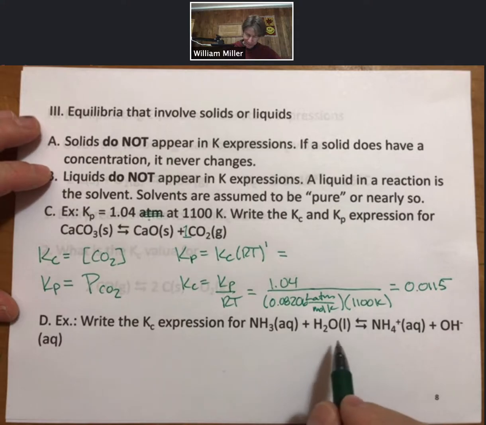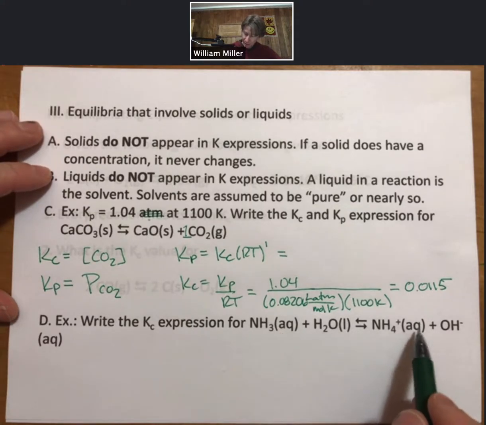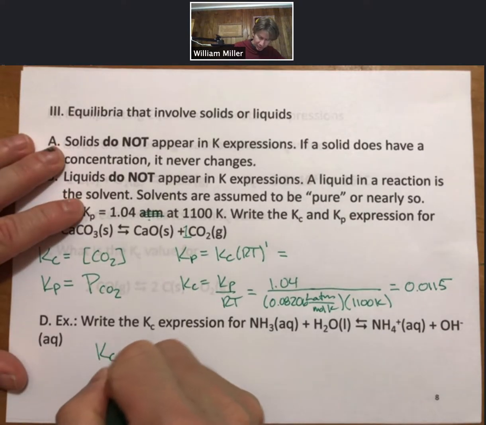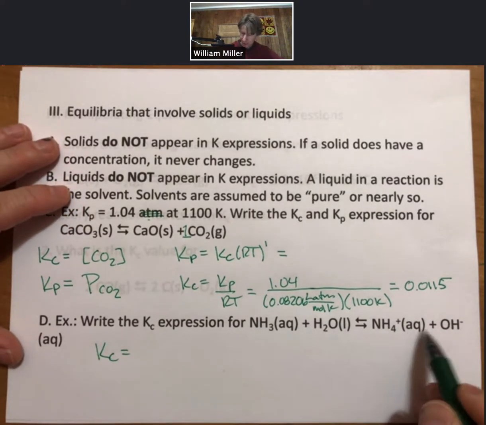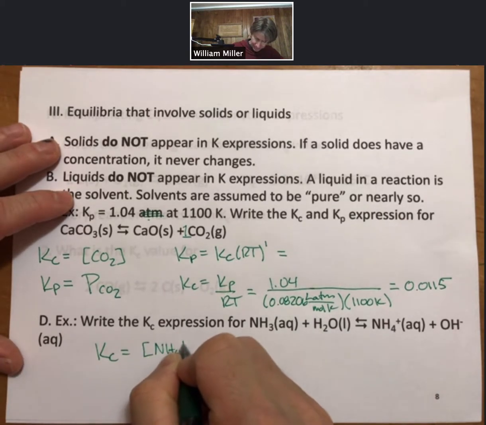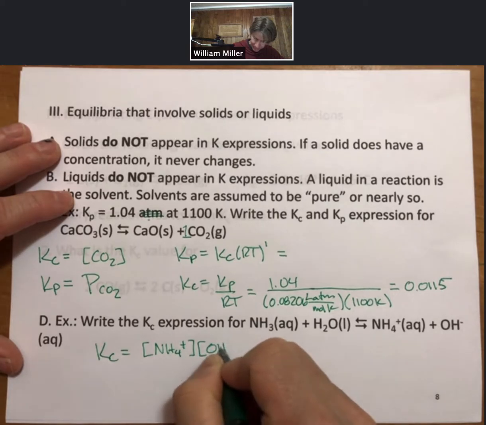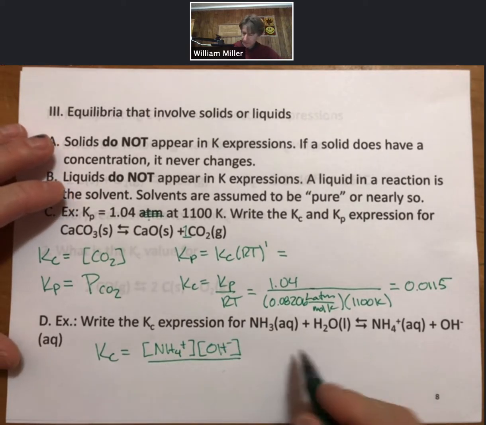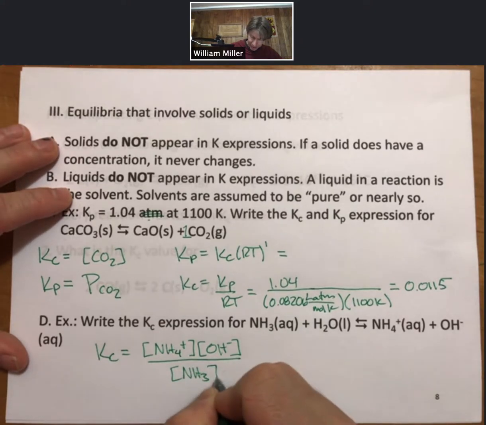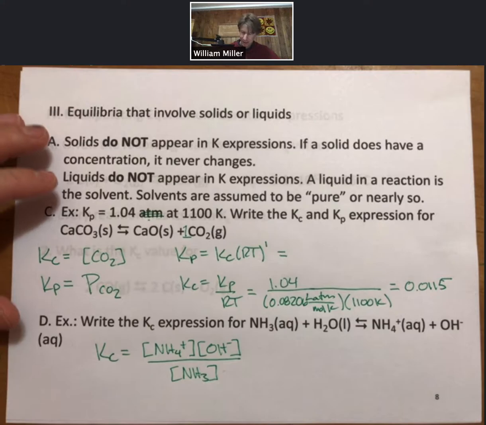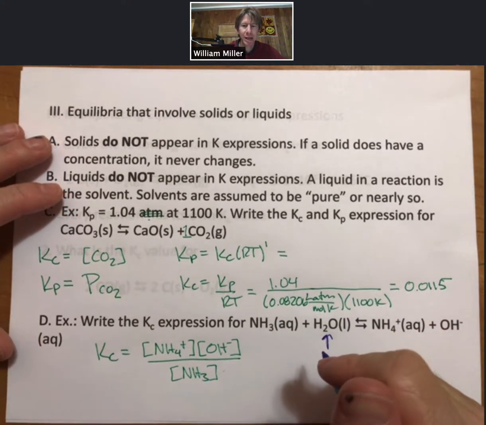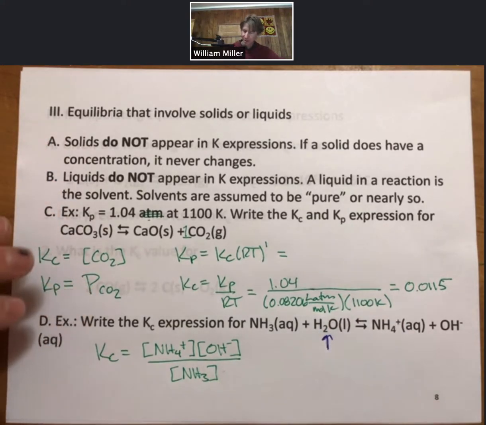Now let's do the same thing here. This time we have aqueous species, so we will not be able to write a Kp, but we will be able to write a Kc. Our products are both aqueous. And for our reactants, we have one aqueous species and one liquid. So liquids do not appear. And so this is our expression for Kc.